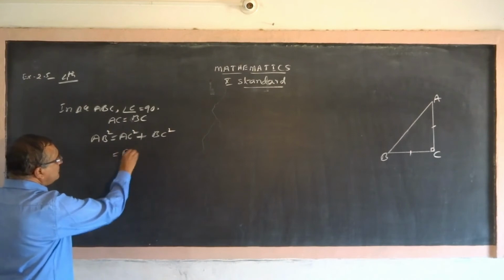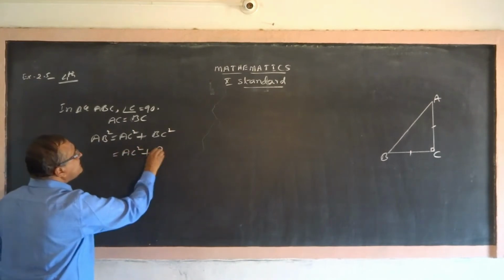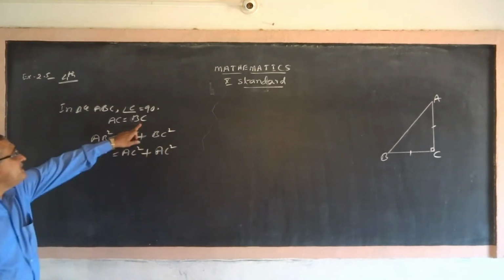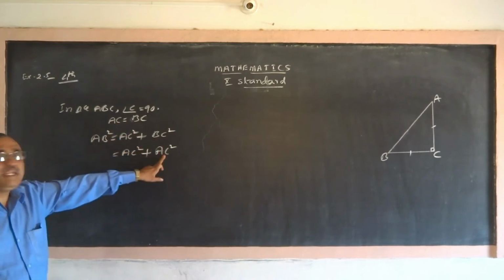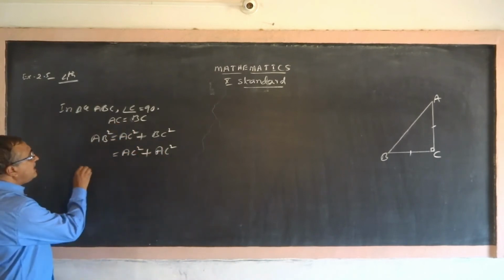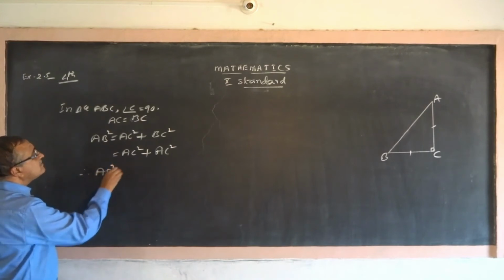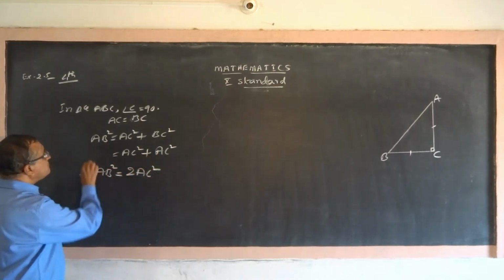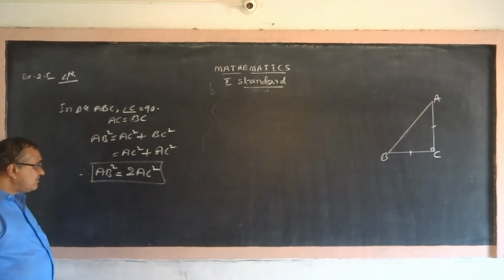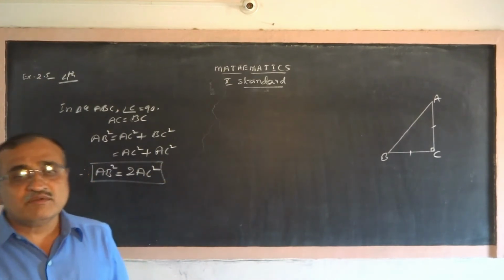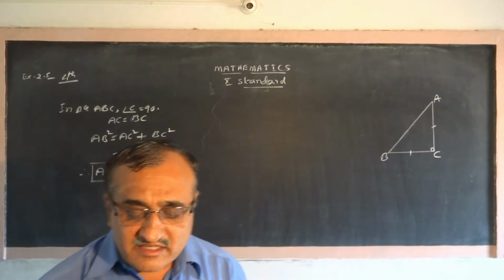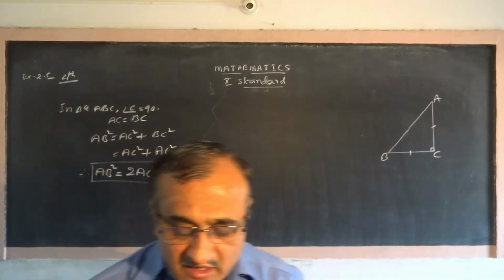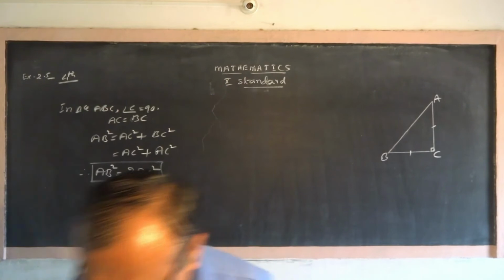So therefore, instead of BC we write AC. Because BC equals AC, in the place of BC we write AC. Therefore, AB squared equals AC squared plus AC square, 2 times AC square. AB squared equals 2 times AC square. That's a very simple problem. Now we may consider the sixth problem.